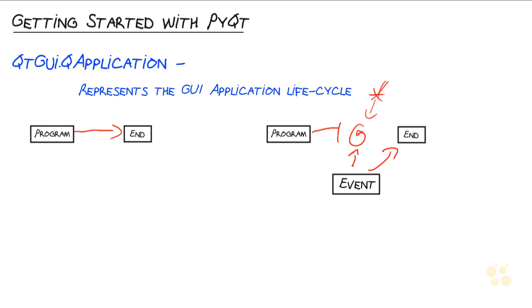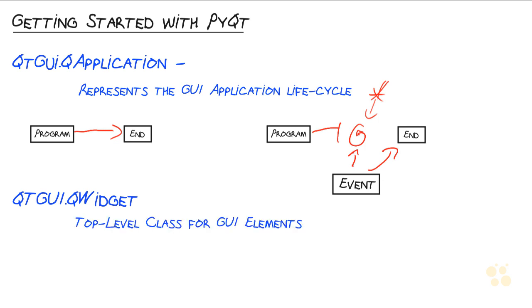The other class that we want to look at is the QtGUI.QWidget class. And the QWidget class is kind of the top level class for all of our GUI elements inside of PyQt in the Qt library. Buttons, scroll bars, text boxes, etc. All these things are GUI elements. They're individual things that we're going to work with and manipulate and organize inside of our graphical user interface. QWidget is the top level class for all of those things.